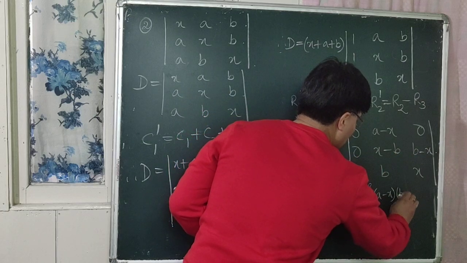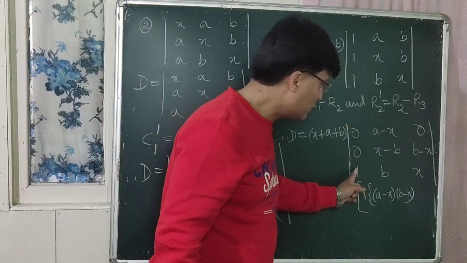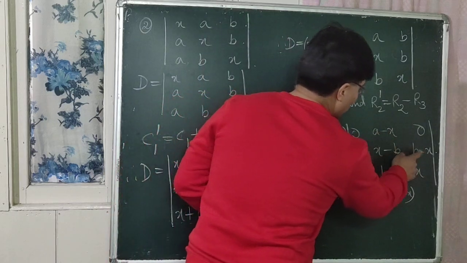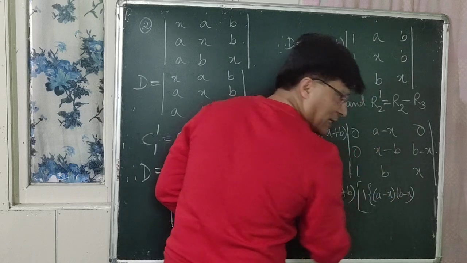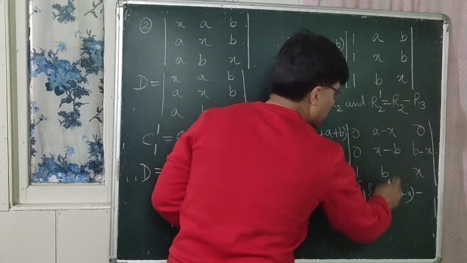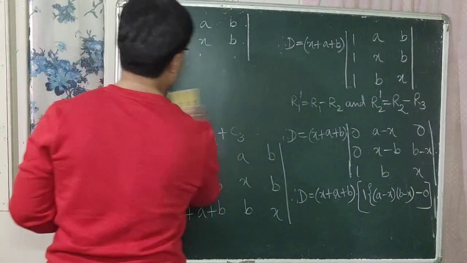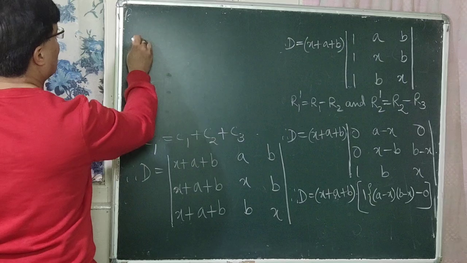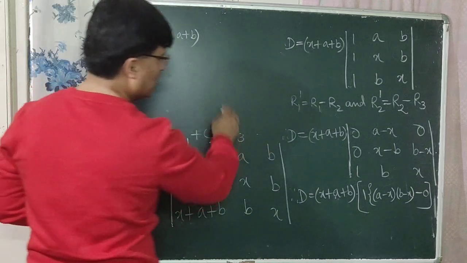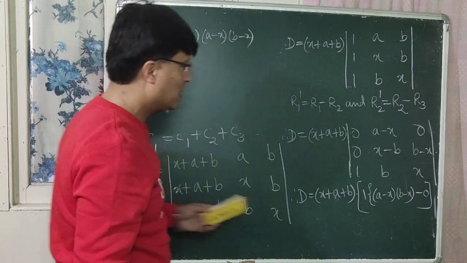If you take 1, you have to delete the row and the column through that element. You forget about the row and the column through the element 1, that is 1, b, x, 1, 0, 0. You can delete it. So a minus x, 0, x minus b, b minus x. Now we can do cross multiplication. A minus x into b minus x. A minus x into b minus x, right?